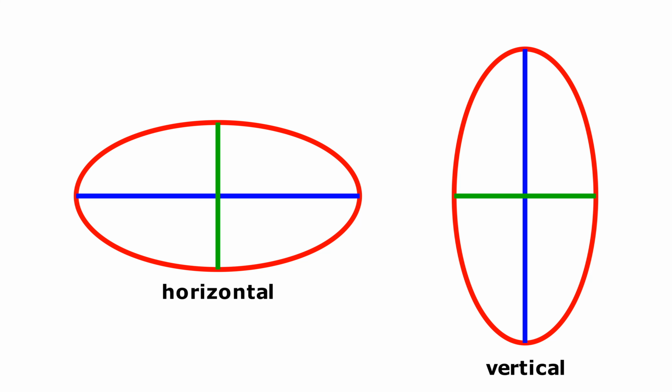In this diagram, the major axis is highlighted in blue, while the minor axis is highlighted in green. As you can see, the major axis is longer than the minor axis, which is why they have these names. This property gives the ellipse its distinct elongated shape.